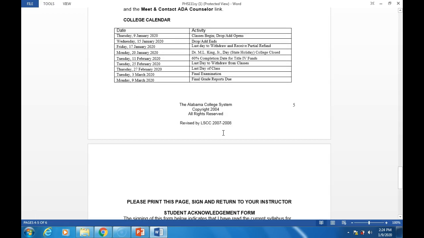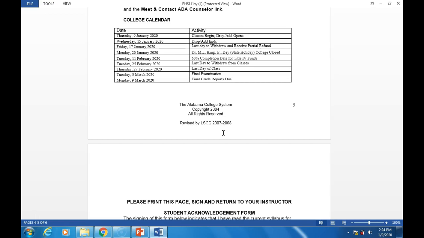All right, here is the college calendar. I've referred to it a couple of times. Classes started today, and drop/add ends next Wednesday. For first mini-term classes only, the last day you can withdraw.